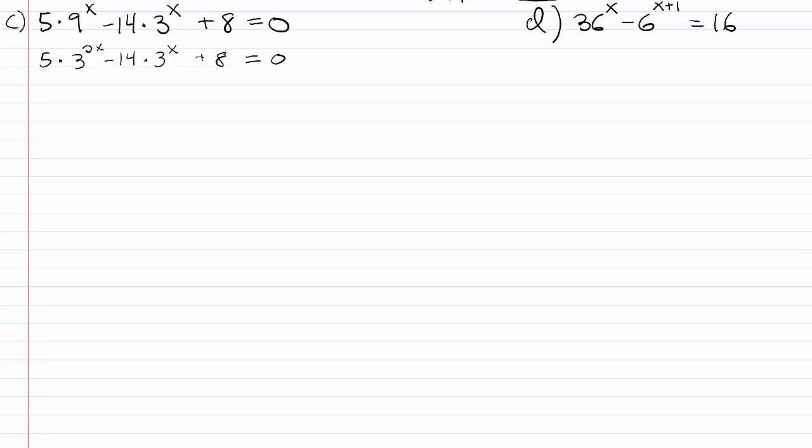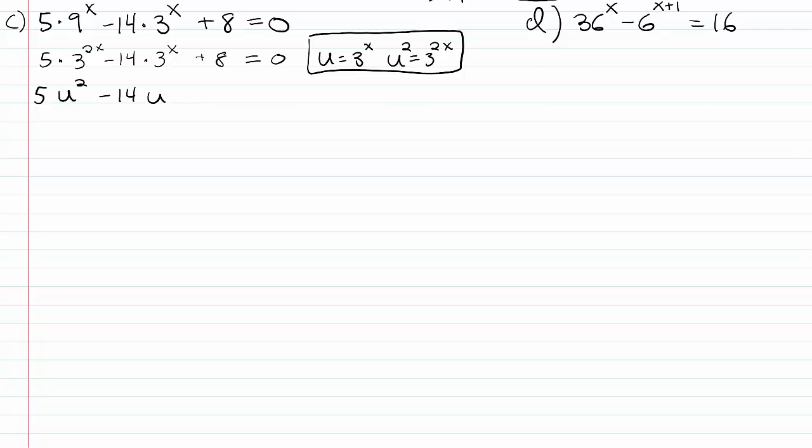And then if we have that, we have just u substitution again. So let's go ahead and let u be equal to 3 to the x. And therefore, u squared will be equal to 3 to the 2x power. So we're going to use that for u substitution. So we'll end up having 5 times u squared minus 14 times u plus 8 is equal to 0.